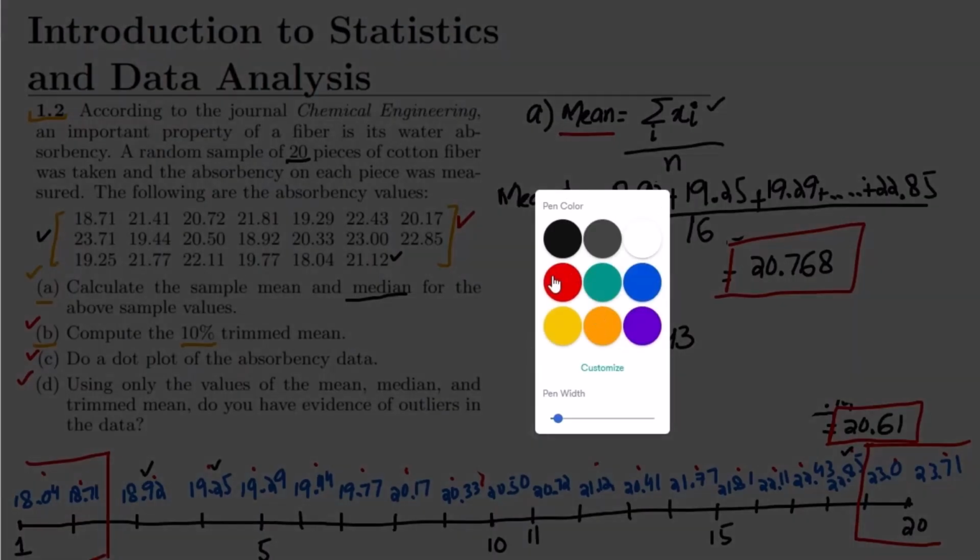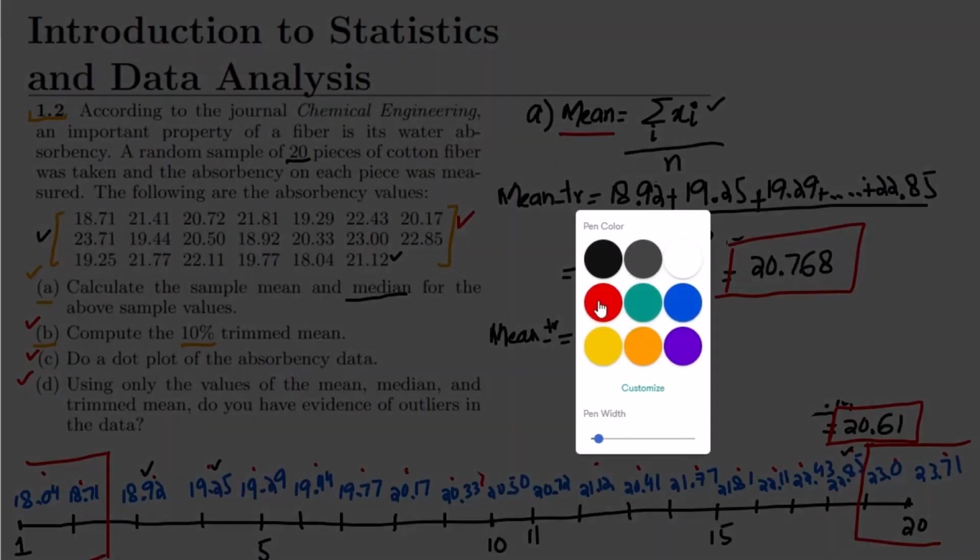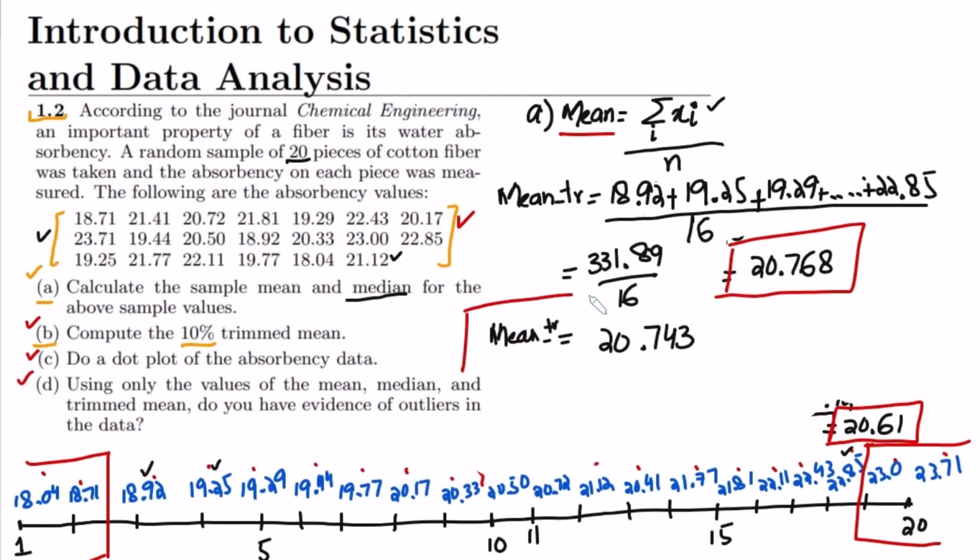20.743. Okay, so what is this? This is basically the trimmed mean, mean_tr, and the value of it is here, and this is the answer for the trimmed mean. So what is this? This is the actual mean, this is the trimmed mean, while this is the median of our data which we previously calculated. So these are the values. In part C, we have to do a dot plot of the absorbency data. The dot plot of it we will do in our upcoming video.